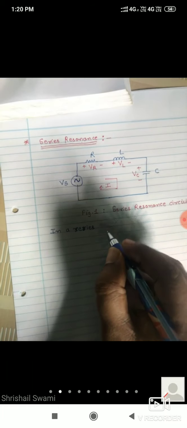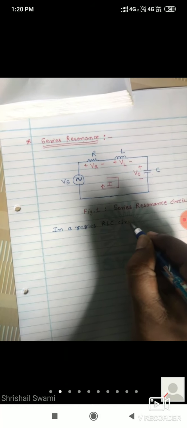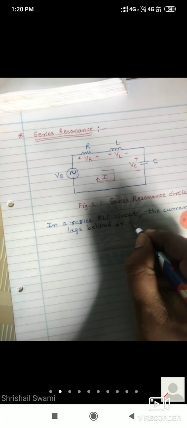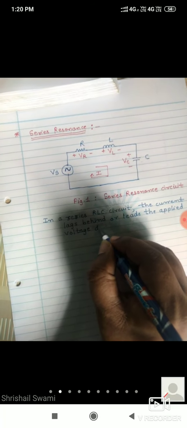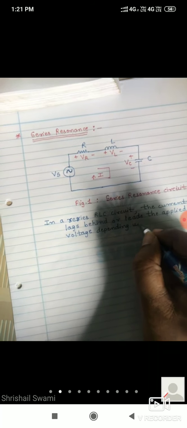In a series RLC circuit, meaning RLC are connected in series, the current lags behind or leads the applied voltage, okay, depending upon the values of XL and XC. So what do you mean by this statement?